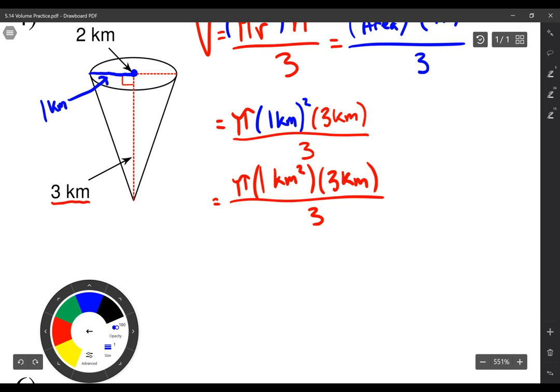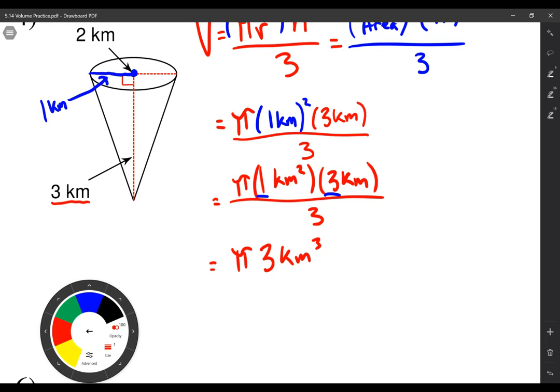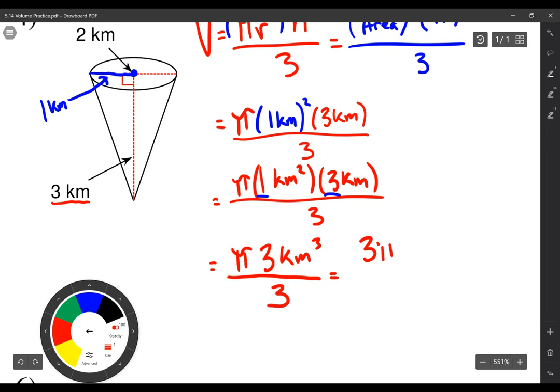So now we can multiply the 1 and the 3 and combine our kilometers together. So we get pi times 3 kilometers cubed. So we do have 3 units of measurement now, or 3 dimensions that we're working with. And then that's all going to be over 3. There's a lot of 3's floating around. But if we wanted to rewrite this, we could rewrite it as 3 pi. So all I did was switch the pi and the 3. It's the same exact answer, all over 3 kilometers cubed.